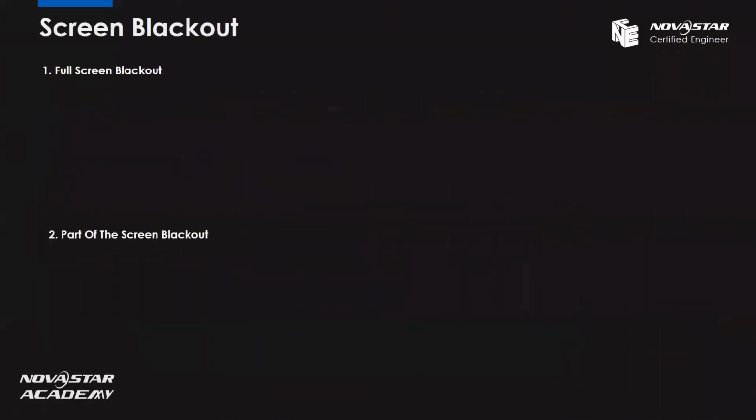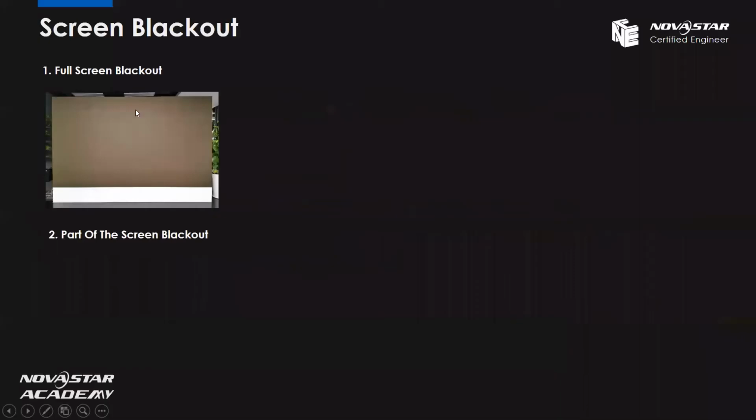Okay, now let's go back to today's topic, the screen blackout issue. When we are talking about the screen black issue, we need to divide it into 2 situations. The first one is the full screen blackout. Like this, the whole screen is black. And the second is part of the screen blackout.